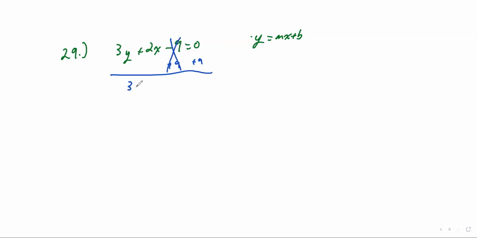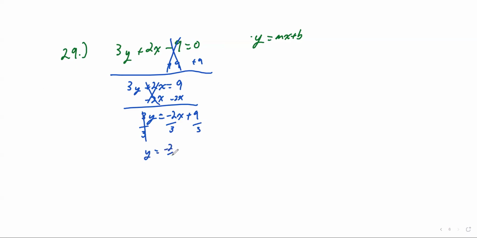Get rid of that constant. Then I'll get rid of my x. Again, I can't actually combine those, so I'm going to leave it as negative 2x plus 9, keeping in mind that I want it in the mx plus b format. Then I'll divide everything by 3. That gives me negative 2/3 x plus 3.